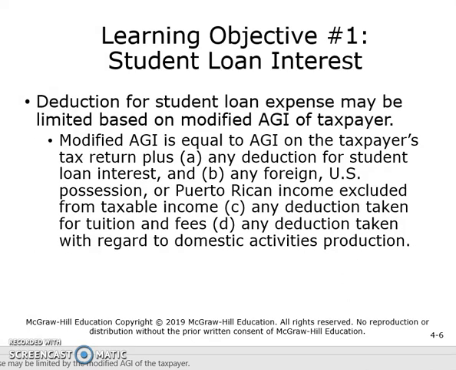The deduction for student loan interest expense can be limited based on the modified adjusted gross income of the taxpayer. So the modified AGI is equal to the AGI for the taxpayer's tax return, plus any deductions for student loan interest, plus any foreign, U.S. possession or Puerto Rican income that was excluded from taxable income, plus any deduction that was taken for tuition and fees, and plus any deduction that was taken in regard to domestic production activities.